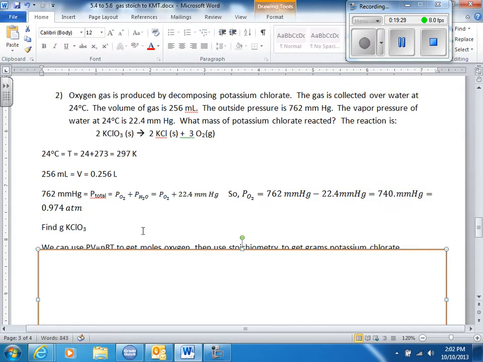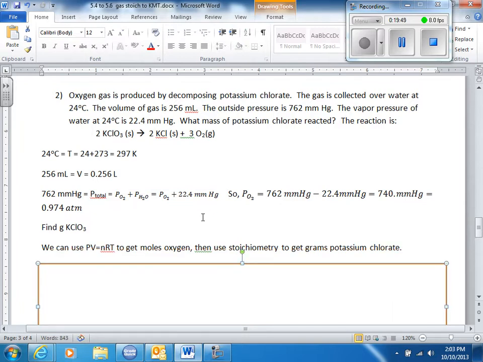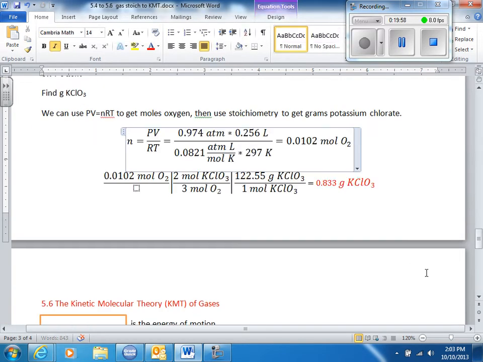And we still need to find grams of KClO3, potassium chlorate. We got a reaction. Let's see, I got temperature, volume, pressure. I can get moles. Use PV equals nRT to get moles. And then, you don't have to write down exactly what we're going to do, but we're going to get the moles, and then we're going to use stoichiometry to go from moles of oxygen to grams of potassium chlorate. Do that on your own. I'm going to show you the answers, but pause this, do it on your own, and did you get the right answer? Hopefully you did.